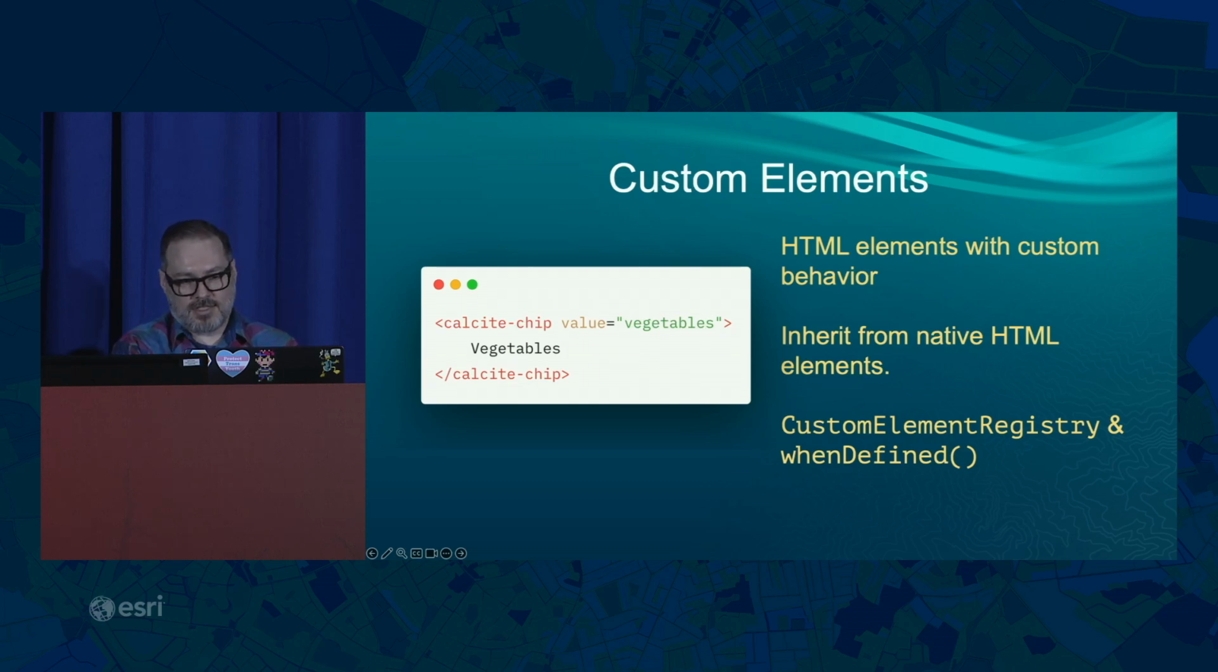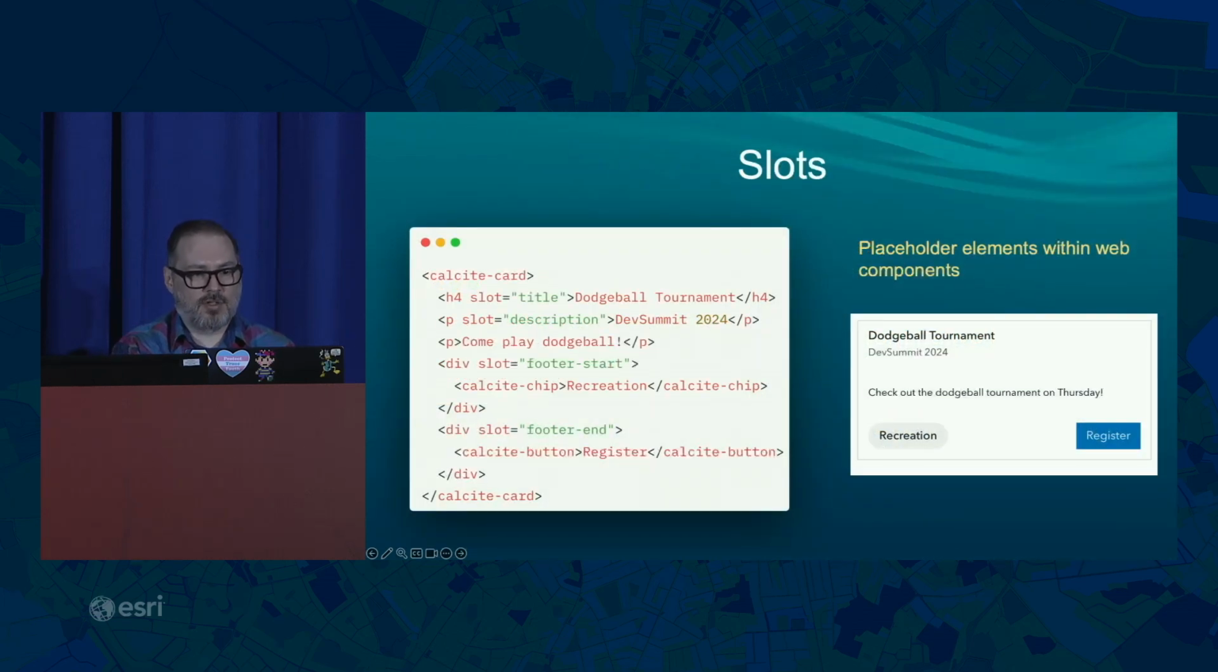Okay, so we've got an idea how to make custom elements. How do we make them reusable? And it's slots. Slots allow component authors to predefine placeholders within their components. And on the user side, all it takes is adding a slot attribute with a name to an HTML element within the component, and that'll slot that element into the named slot.